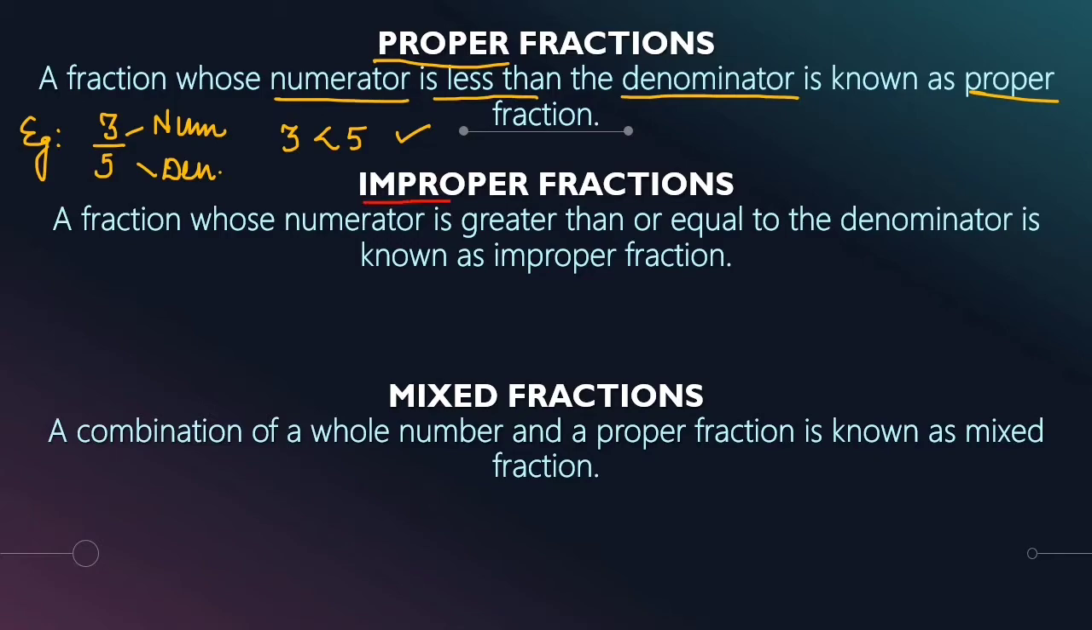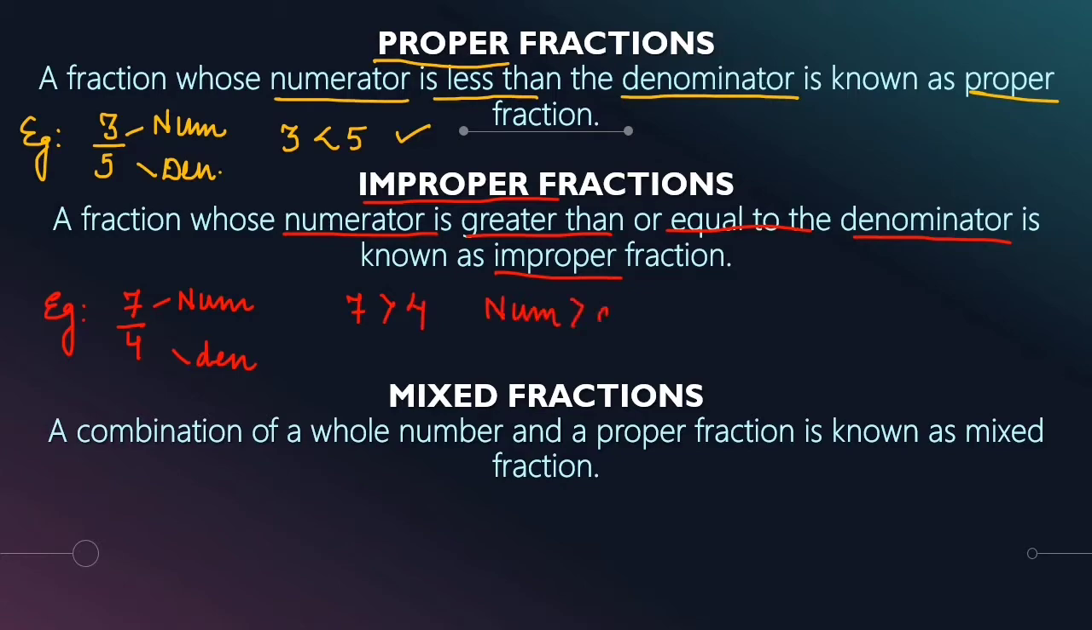The next type of fraction is improper fraction. A fraction whose numerator is greater than or equal to the denominator is known as an improper fraction. For example, 7 by 4. Here 7 is the numerator and 4 is the denominator, and 7 is greater than 4. That means the numerator is greater than the denominator. Therefore, this fraction is an improper fraction.